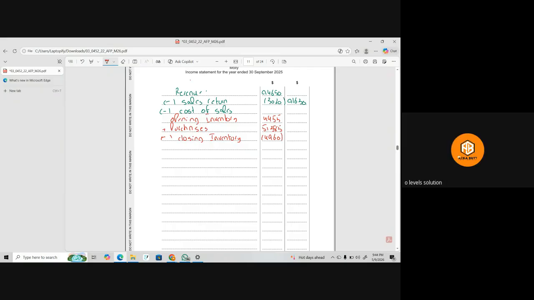Okay, 4455 plus 51,385 minus 4960. This is equal to 4455 plus 51,385 minus 4960. Okay, this is equal to 50,880. This is the cost of sale. I need to minus this from here, then we will get the gross profit.